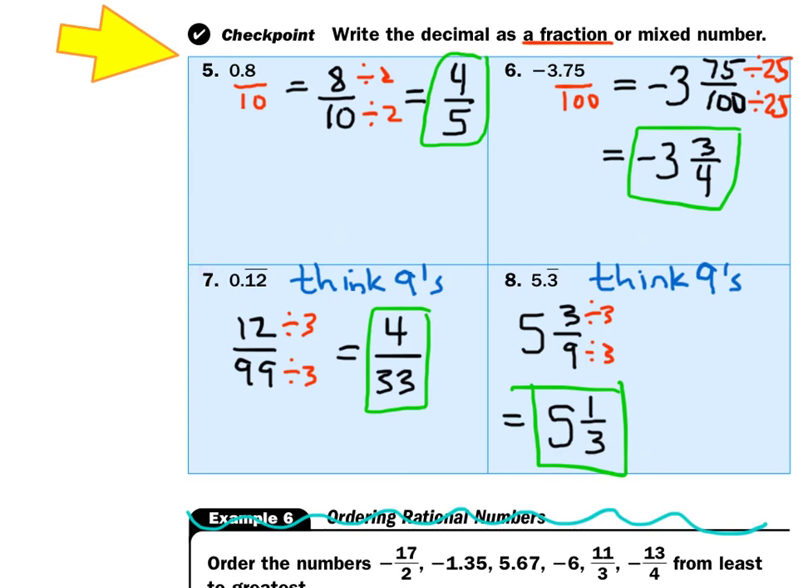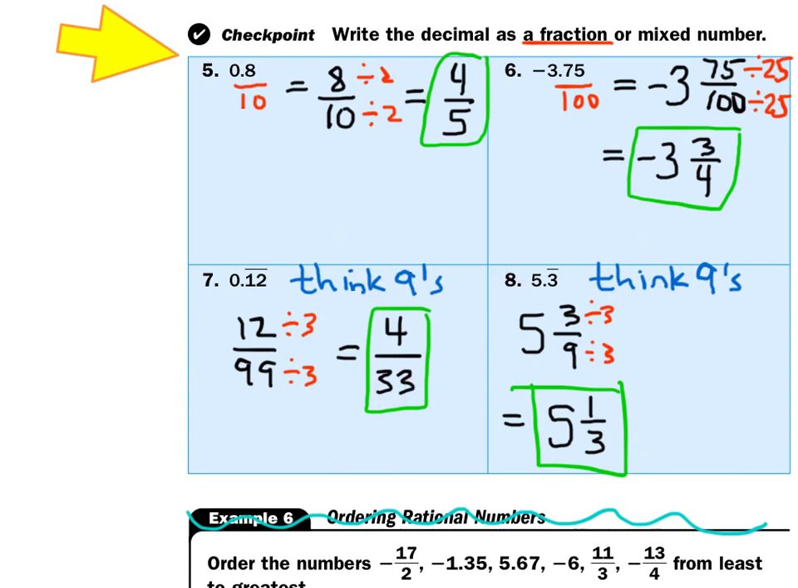Take a look at number 7. Well, I see the repetition bar, so I think of the nines, that trick. Since two numbers are repeating, I put two nines on the bottom, so it's 12 over 99, and then I reduced and got 4 over 33.